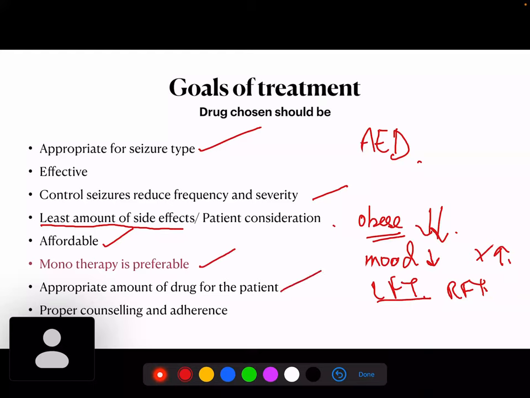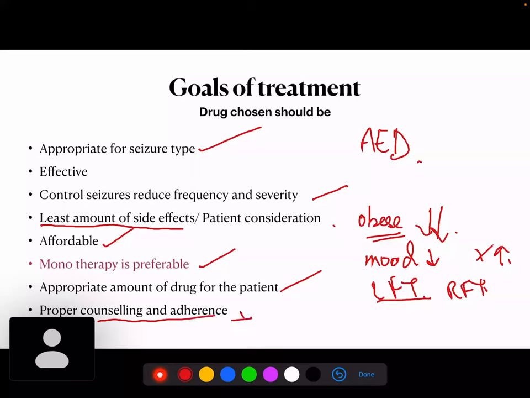The drug must be an appropriate amount for the patient. A 100 kg person taking valproic acid 250 in the morning, 250 in the evening is not correct. Valproate has not failed that patient. Or similarly, levetiracetam of the same dosage. Proper counseling and adherence is very important.